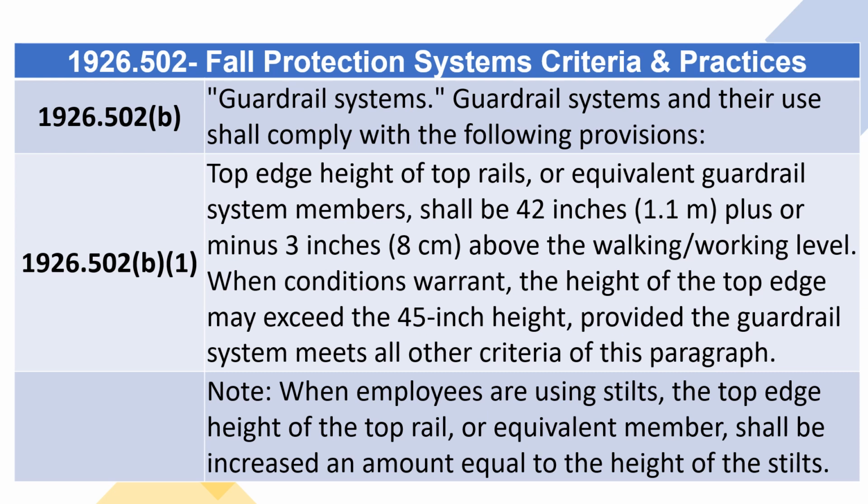1926.502(b)(1) Top edge height of top rails, or equivalent guardrail system members, shall be 42 inches (1.1 meters), plus or minus 3 inches (8 centimeters), above the walking/working level. When conditions warrant, the height of the top edge may exceed the 45-inch height, provided the guardrail system meets all other criteria of this paragraph. Note: when employees are using stilts, the top edge height of the top rail, or equivalent member, shall be increased in an amount equal to the height of the stilts.